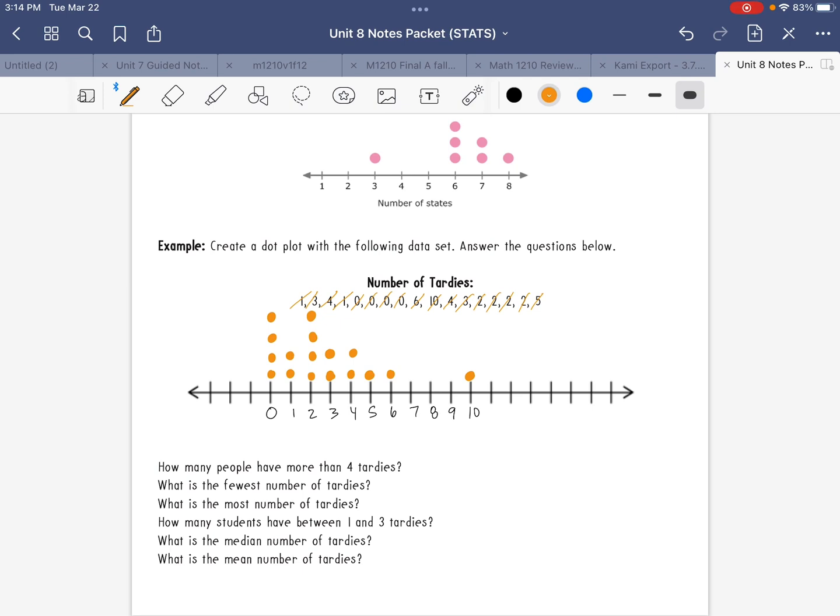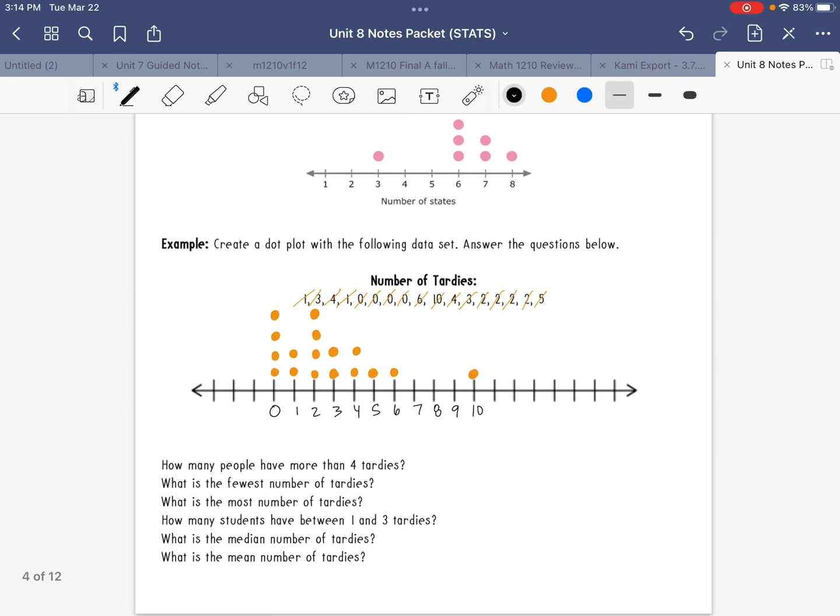So if these are the numbers of tardies, it looks like most people have pretty few tardies. A couple people have more. Okay, so we can answer these questions just based on looking at this. How many people have more than 4 tardies? Well, more than 4 would be anything bigger than here. So 1, 2, 3.